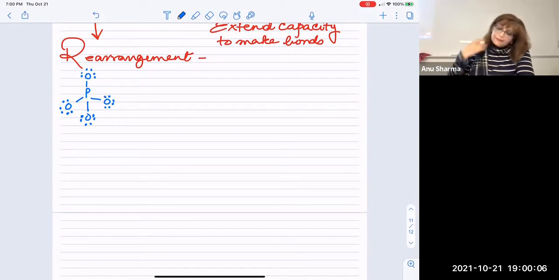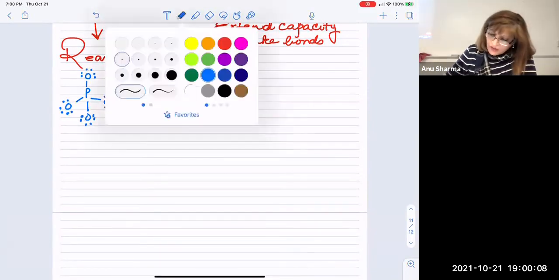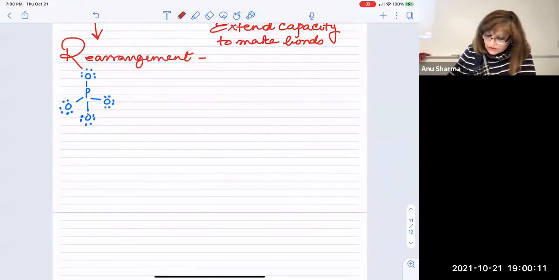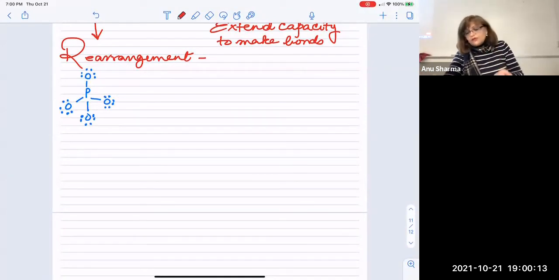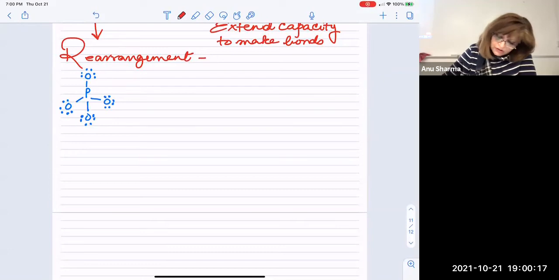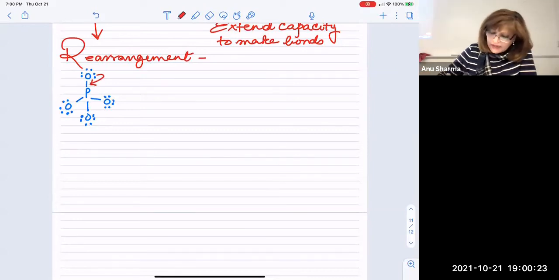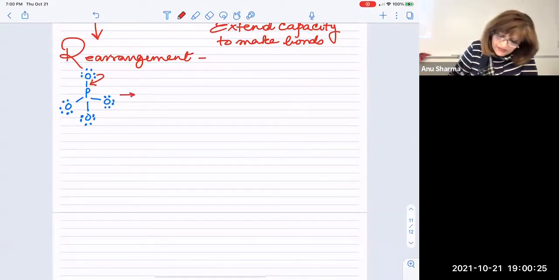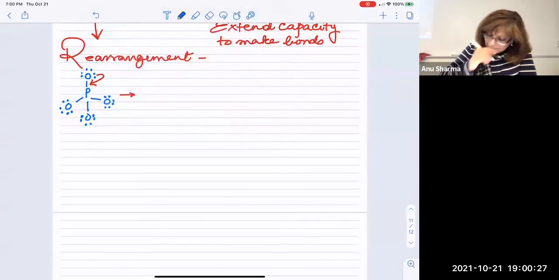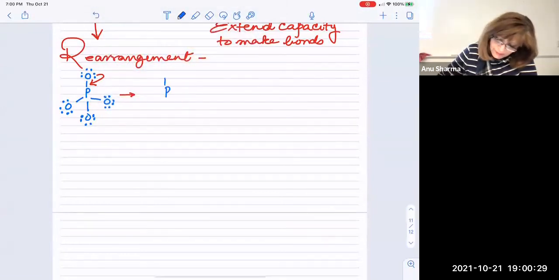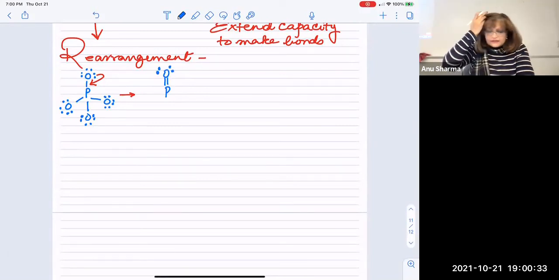Now what happens is that every oxygen will say, okay, we need to take turns. Phosphorus has a capacity to make only 5 bonds, so it can't go any further. An oxygen wants to make 2 bonds. So what is going to happen? One of the oxygens lends its lone pair. And so now phosphorus makes a double bond with this oxygen. This oxygen is very happy. Octet is met and it's making the double bond.